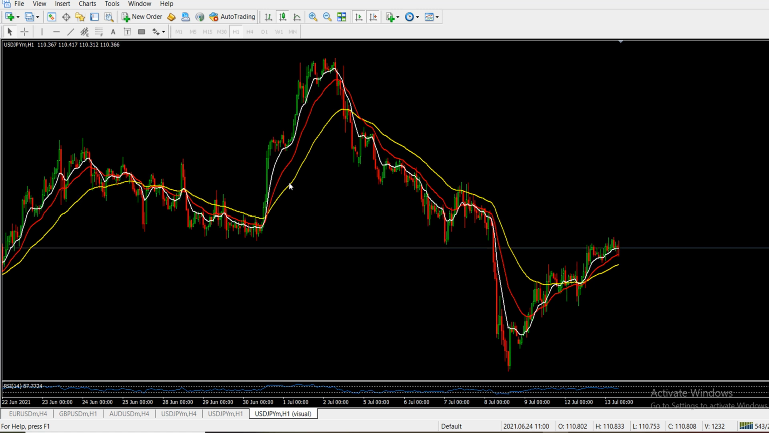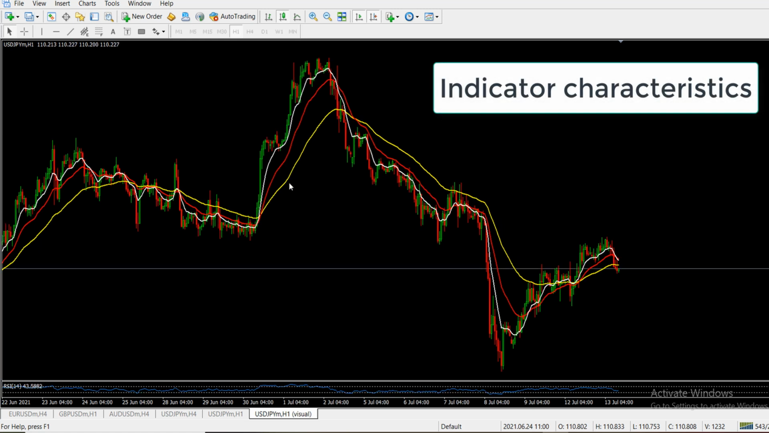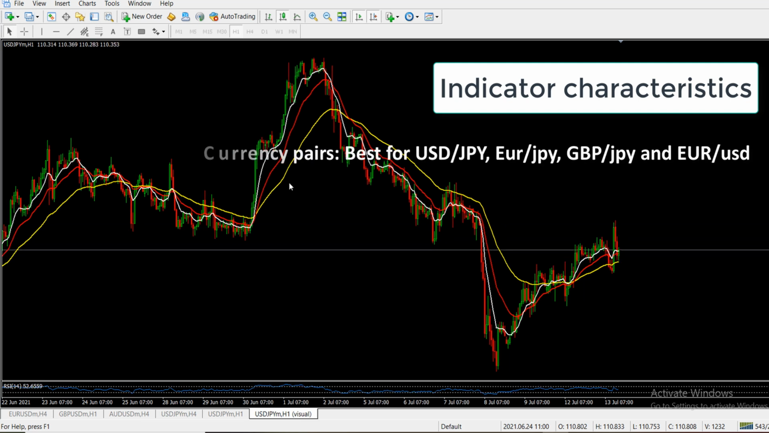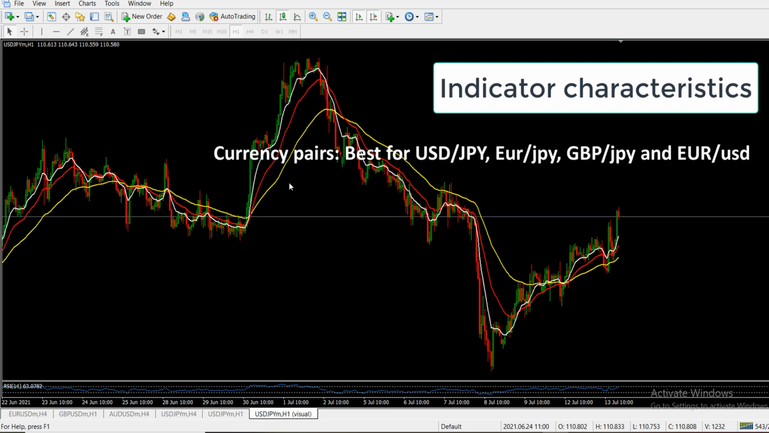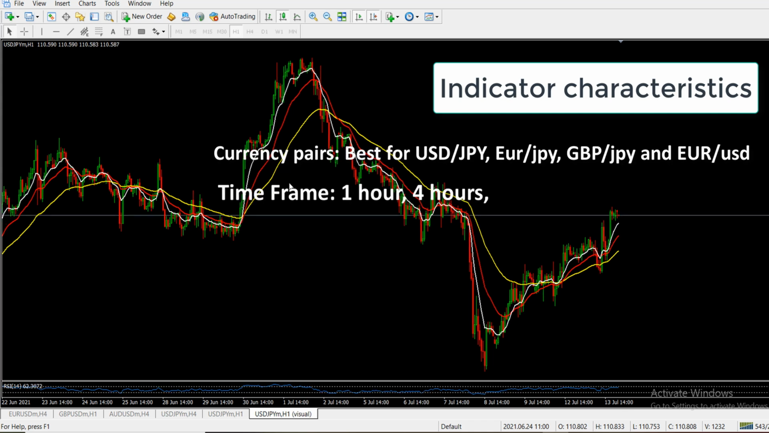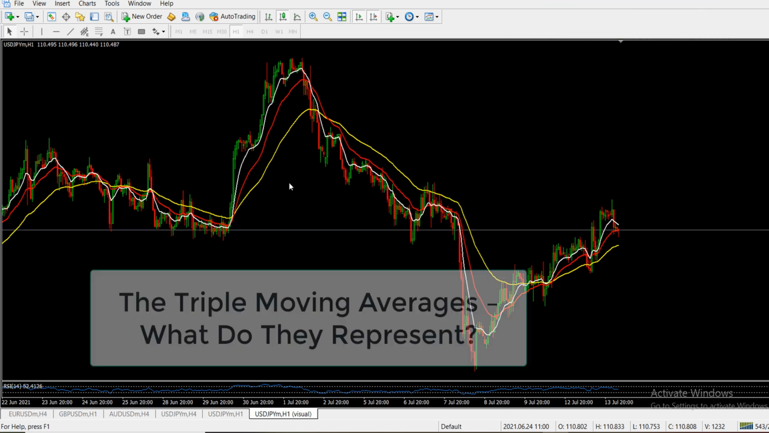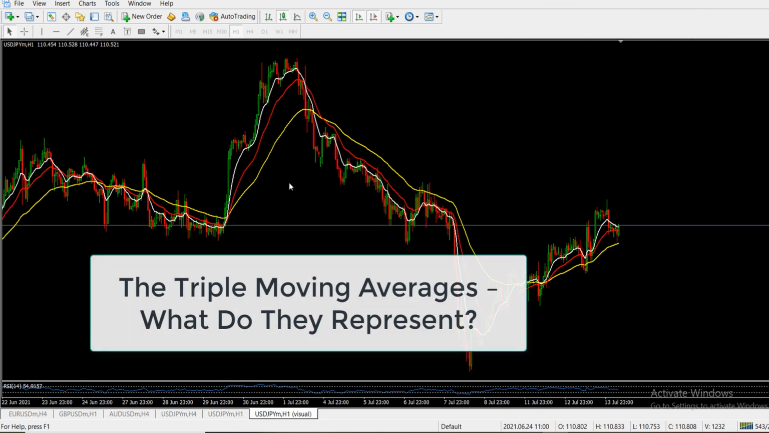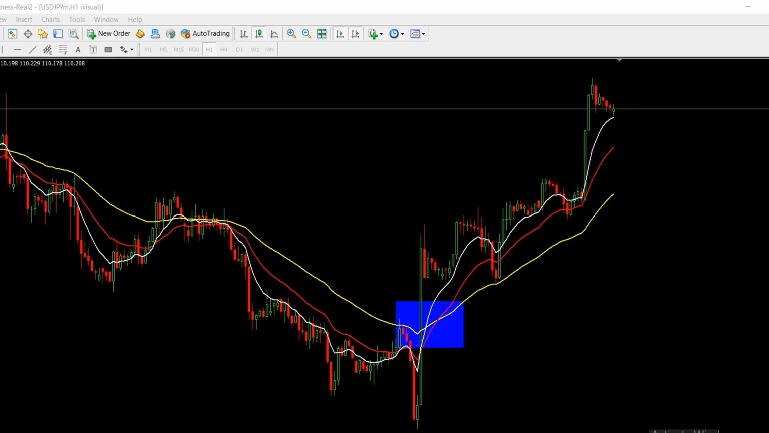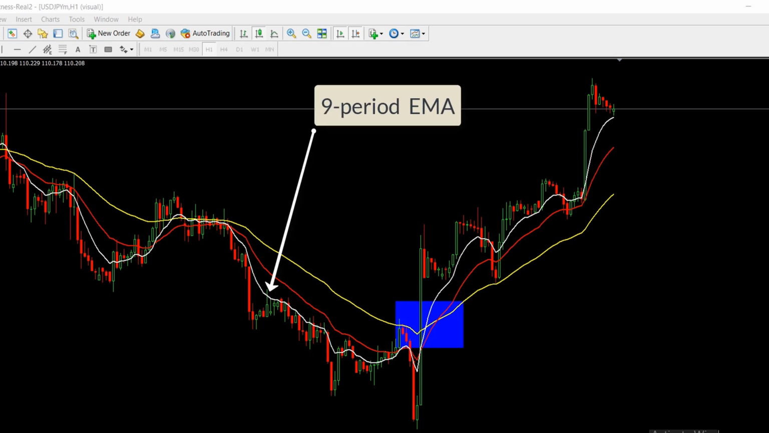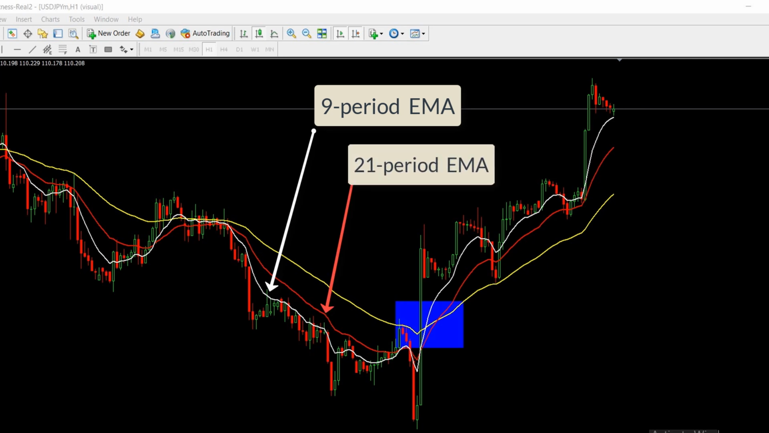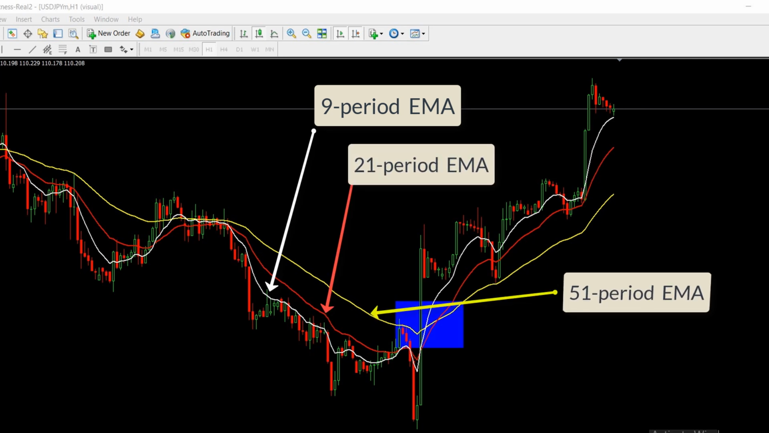Indicator characteristics: currency pairs, best for use are GBP pairs. Time frame, 1 hour, 4 hours. Best for swing and long trading. The triple moving averages, what do they represent? As I mentioned, the 3 exponential moving averages will have different lengths, and they will be 9-period exponential moving average, 21-period exponential moving average, 55-period exponential moving average.